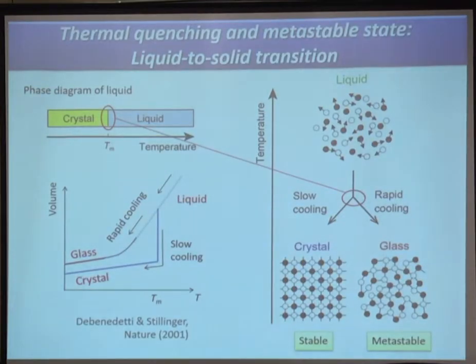A famous example of the application of thermal quenching is probably liquid. When slowly cooled, all simple liquids turn into a stable crystalline state. But when rapidly cooled, this first order crystallization transition can be kinetically avoided. As a result, a metastable glassy state is realized. But please note that this glass state does not appear in the thermal equilibrium phase diagram. So we may say that glass is a kind of metastable state.